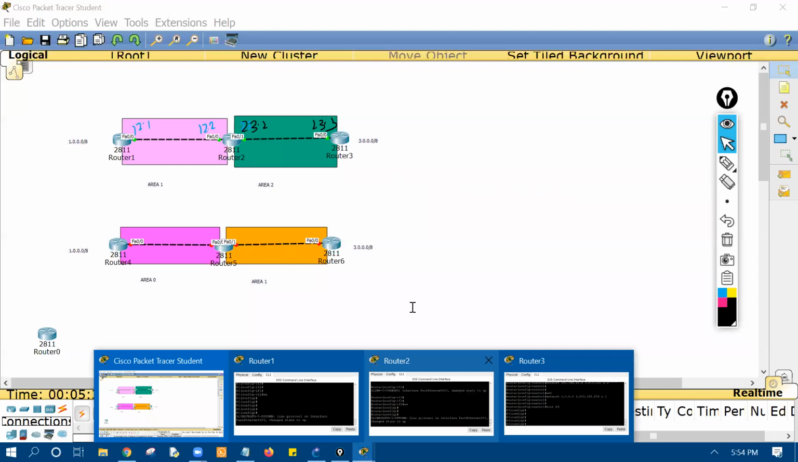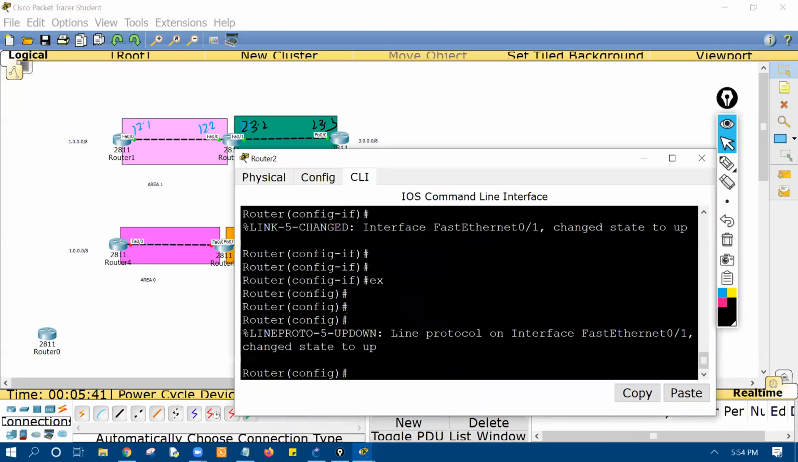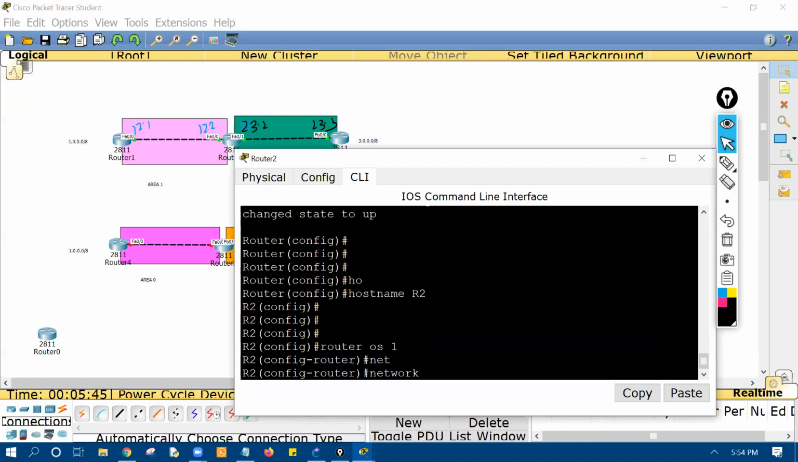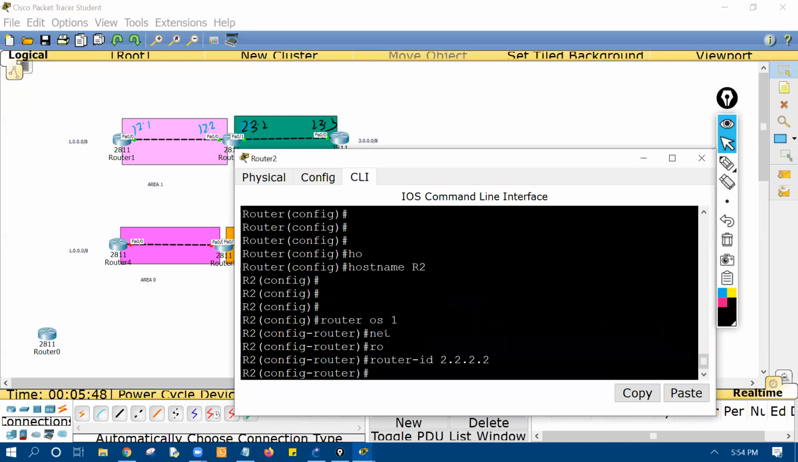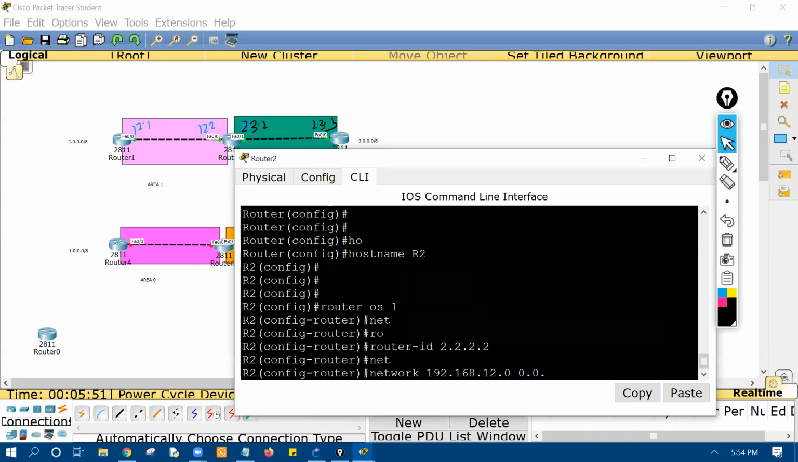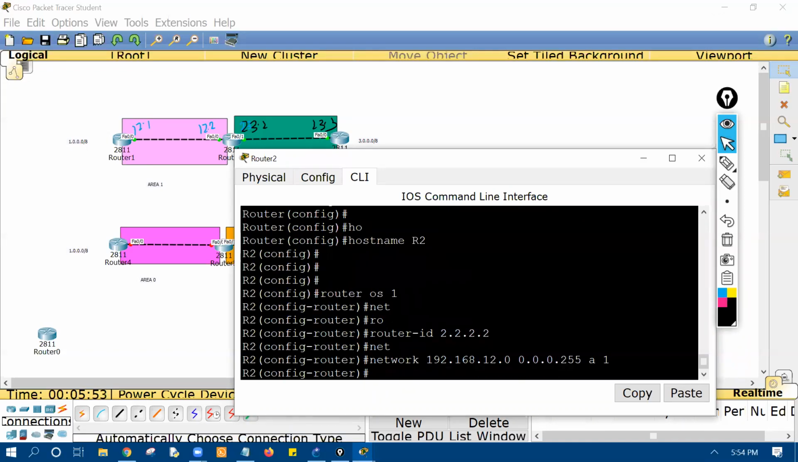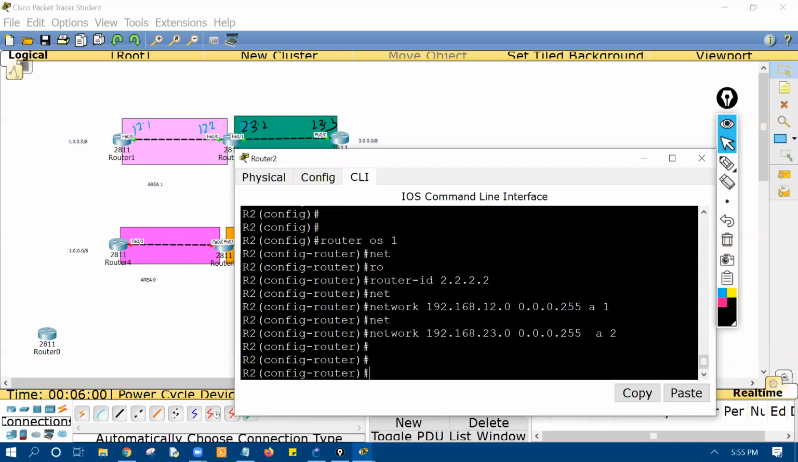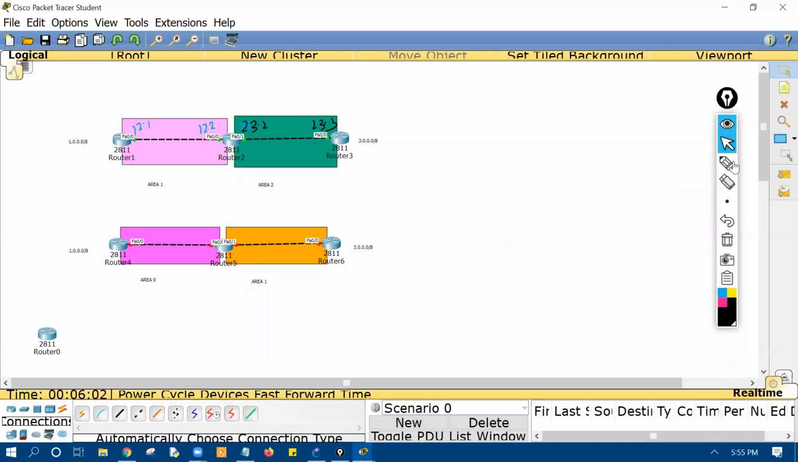Let's go on R2 router. Hostname R2, router OSPF number 1, router ID. Network 12.0, area number 1, then network 23.0, area number 2. Done. So this interface I have advertised in the area number 1 and this interface area number 2.